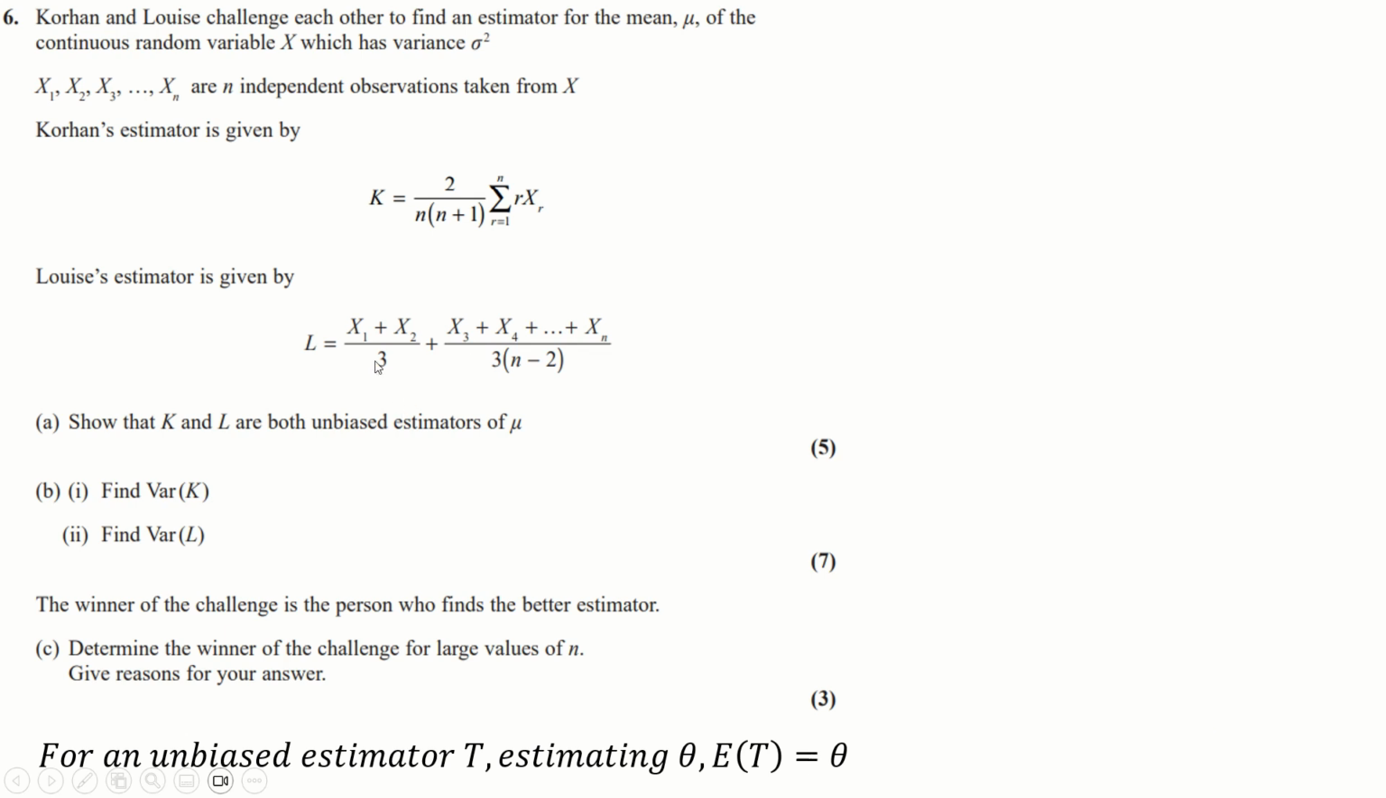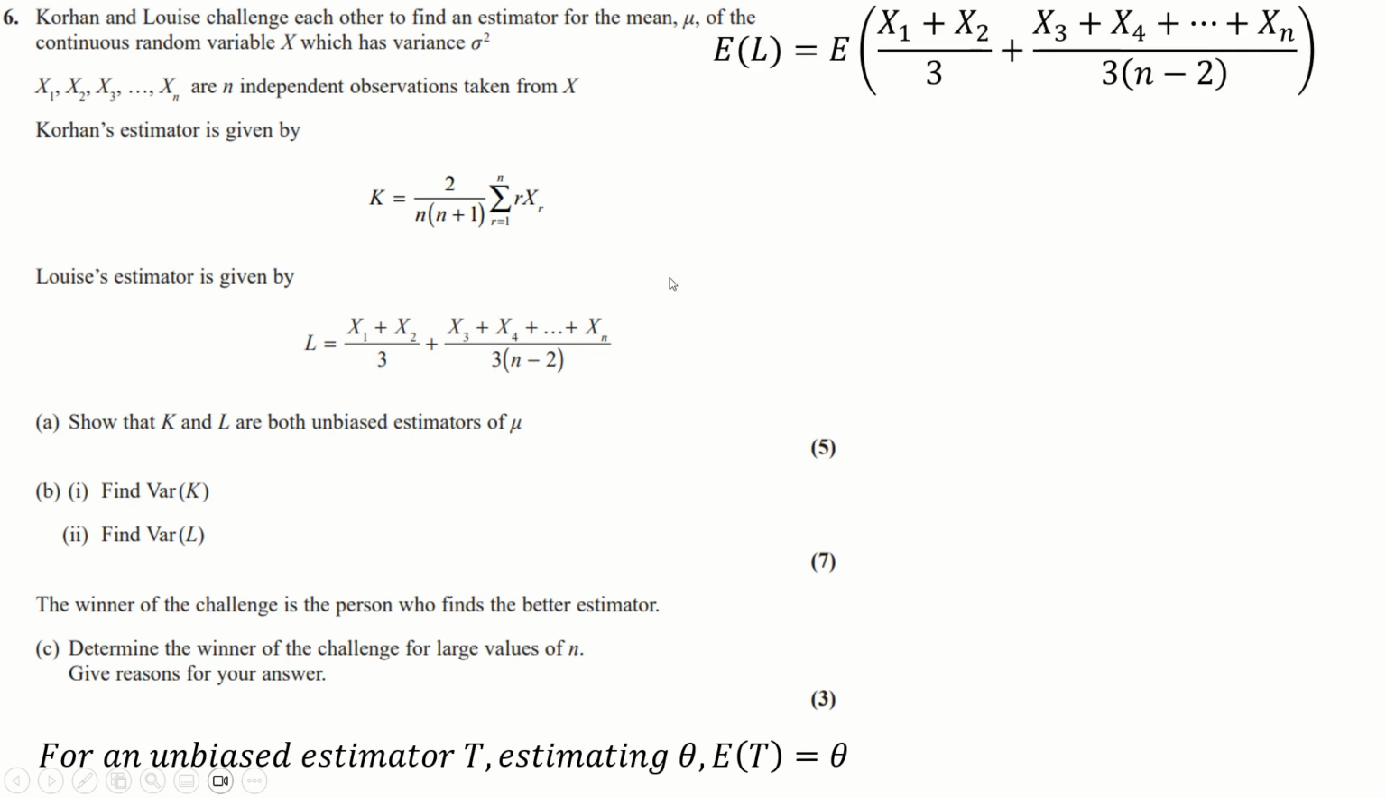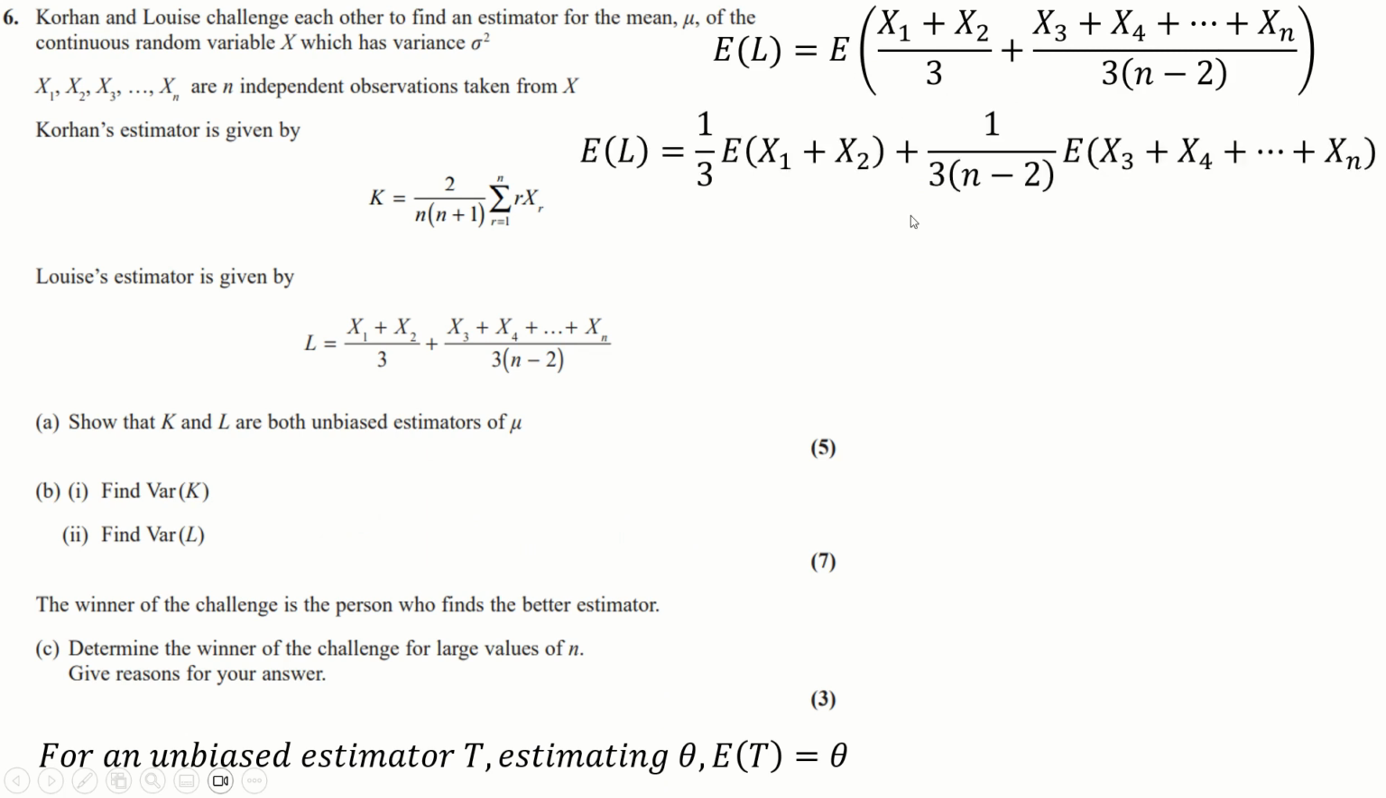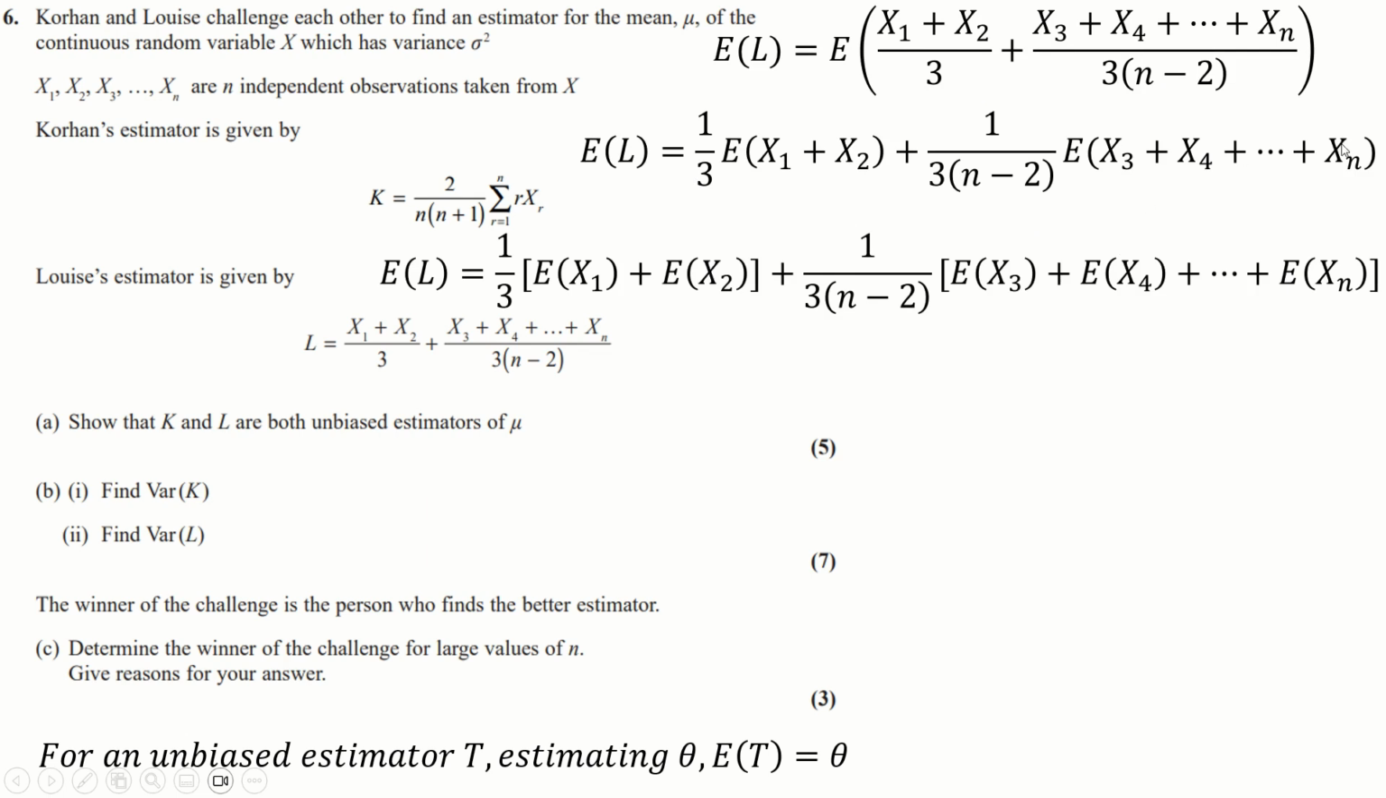We'll do the same thing for L, and again, being as clear as you can, the expected value is this. We can split this expected value here and here. And then, of course, once we've done that, we can take the third out and this 1 over this out, because those are just constants. And now the expected value of this is just the expected value of this one plus the expected value of that one. And likewise for all of these. All of those expected values are just mu.